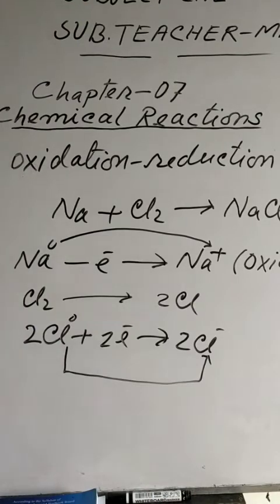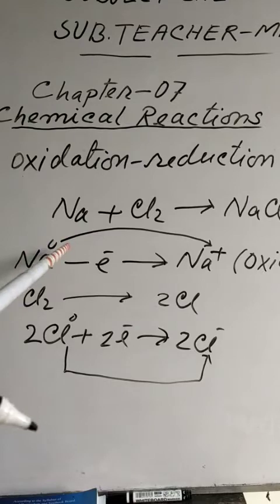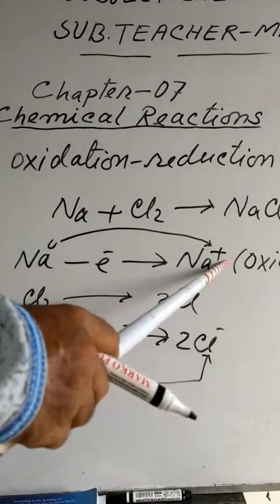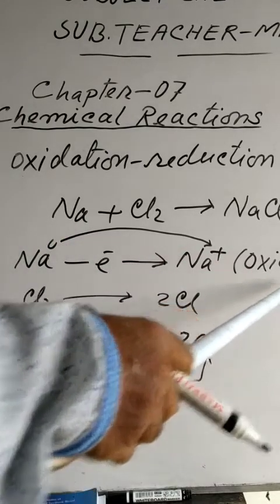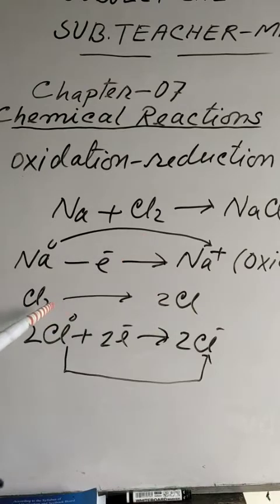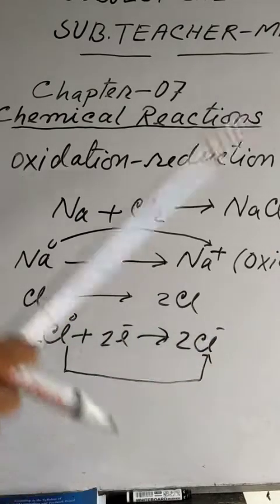Oxidation and reduction are half reactions. Sodium donates an electron, and the oxidation number of sodium increases from 0 to plus 1, so this is an oxidation reaction. In the same reaction, chlorine receives an electron and its oxidation number decreases from 0 to minus 1. So this one is a reduction reaction.